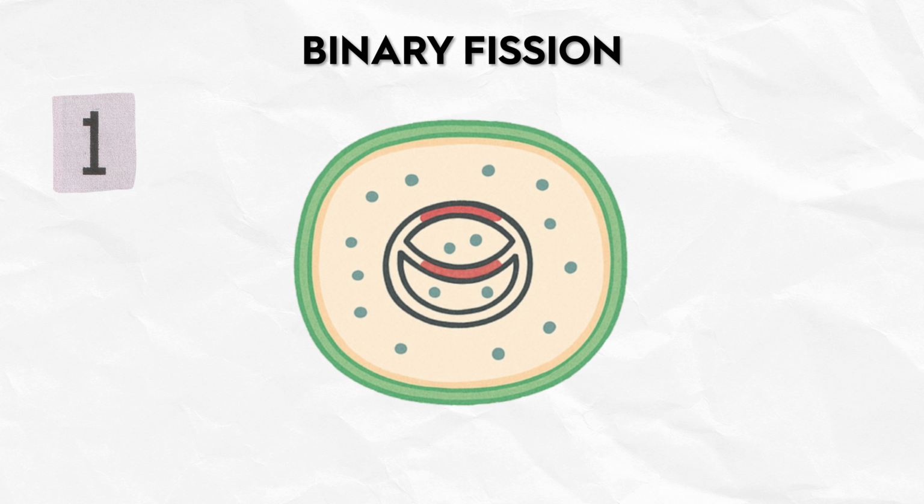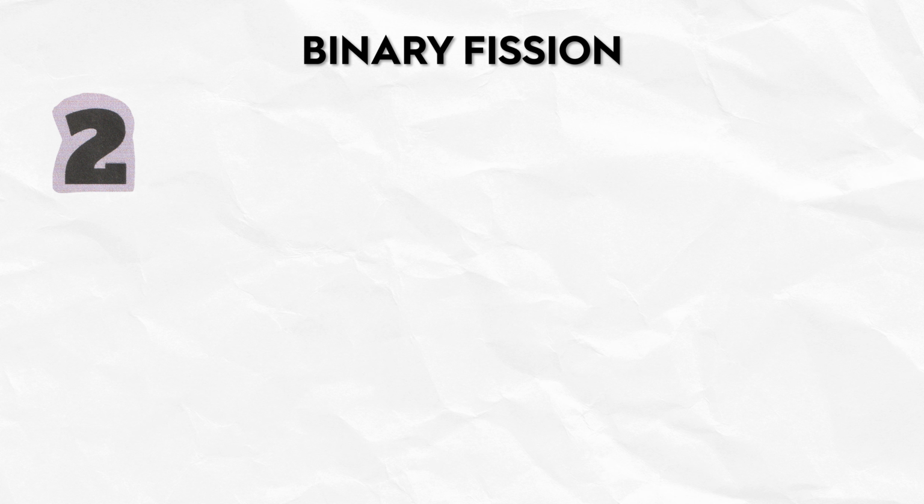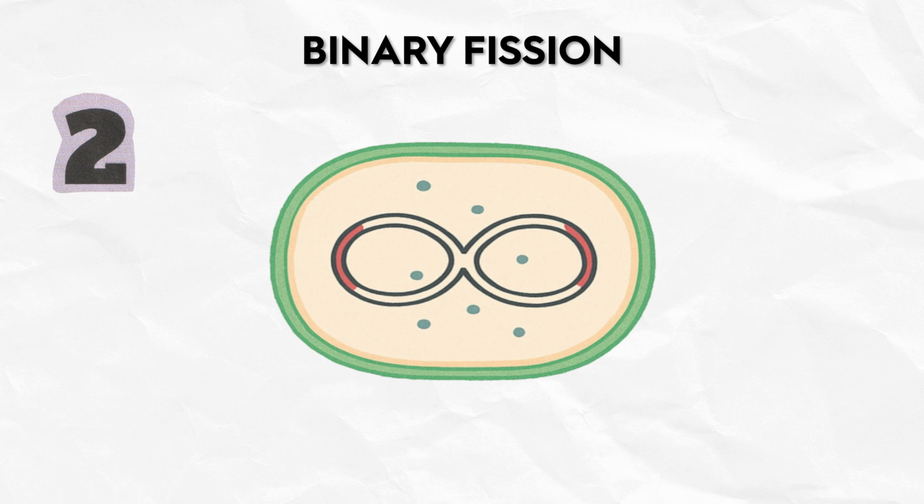Here's how it unfolds. Step 1. DNA replication begins at a specific site called the origin of replication. The circular chromosome is copied in both directions around the loop. Step 2. As replication continues, the cell elongates. FtsZ, a key protein that guides division, migrates toward the cell's midpoint to prepare the division site.